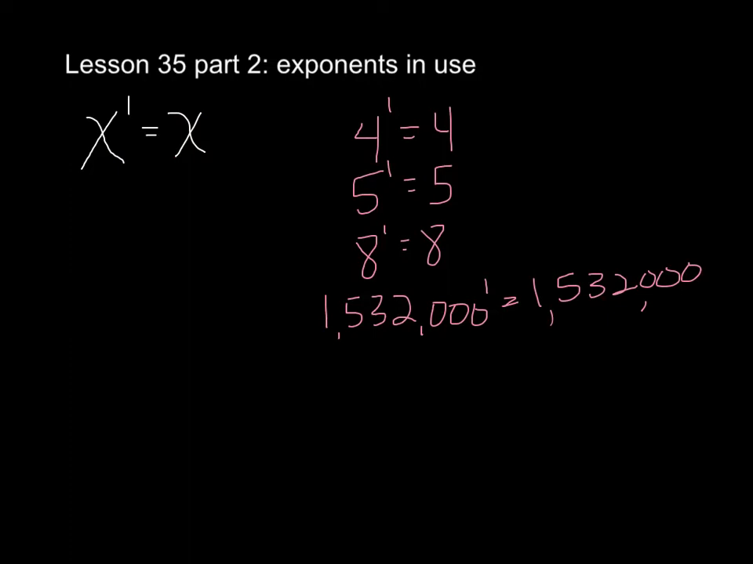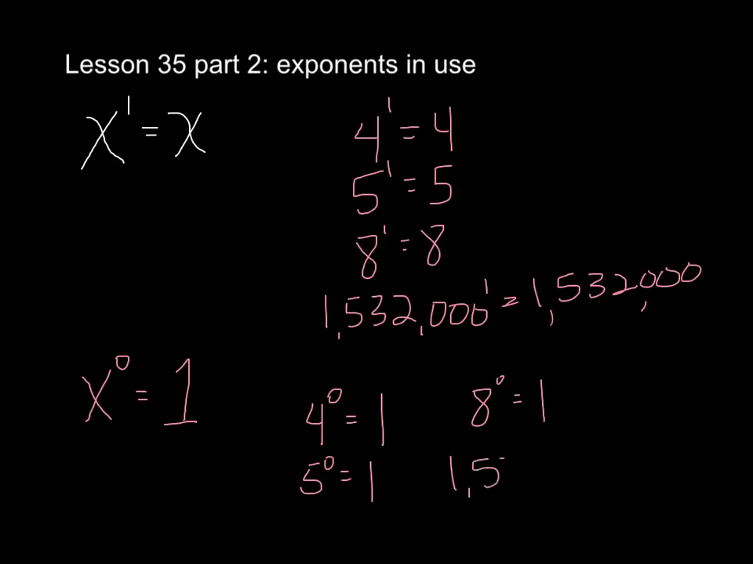And I also want in your notes that any number to the 0 power is always 1. So if I had 4 to the 0 power, it would be 1. 5 to the 0 power is 1. 8 to the 0 power is 1. 1,532,000 to the 0 power is, any guesses? 1. Yeah, did you hear Rosie?